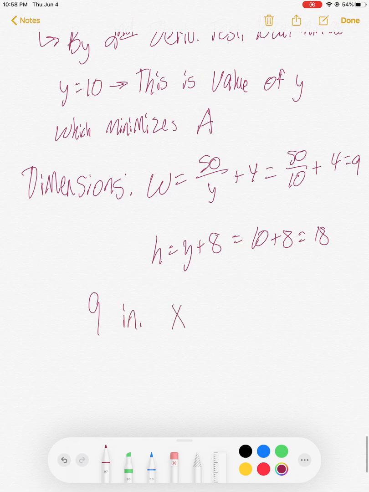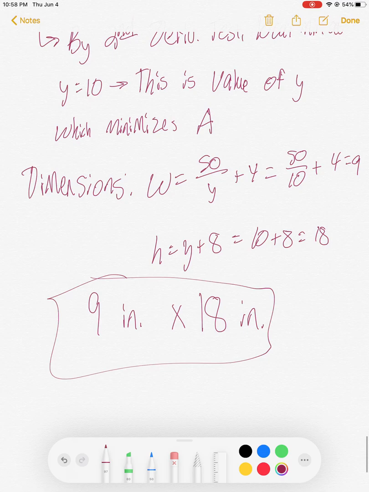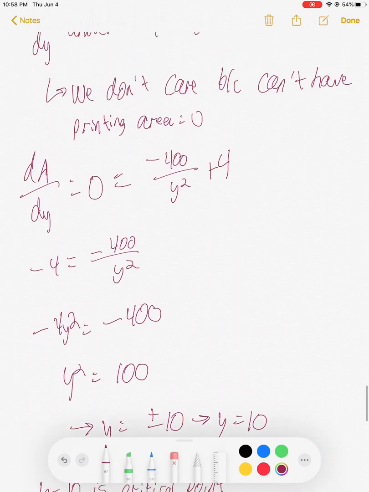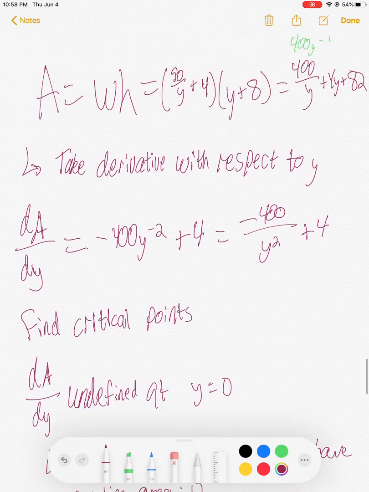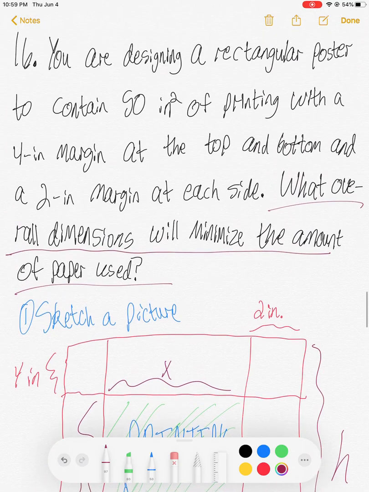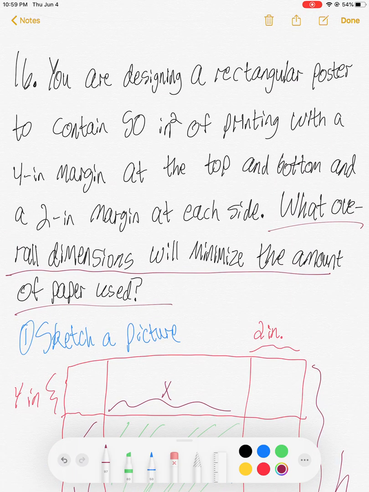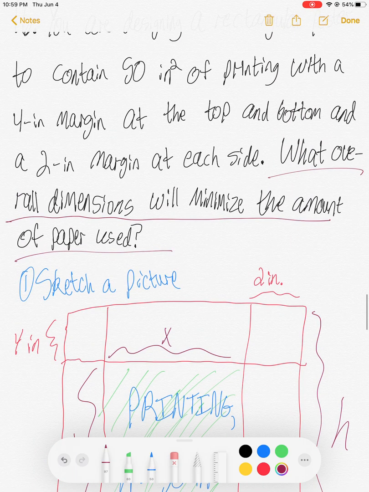Similarly, our height, this is actually an easier computation. Our height, we said, was y plus 8. So this is 10 plus 8, and that is 18. So the answer is 9 inches by 18 inches. Or 18 by 9. I don't know exactly which one they put first. Okay?